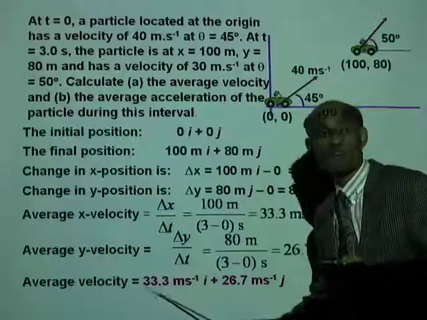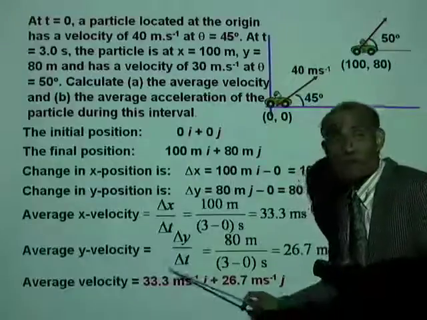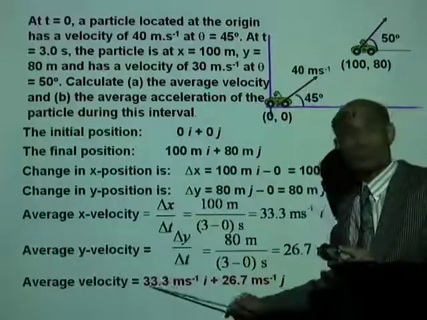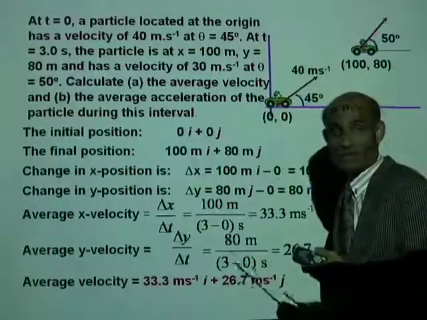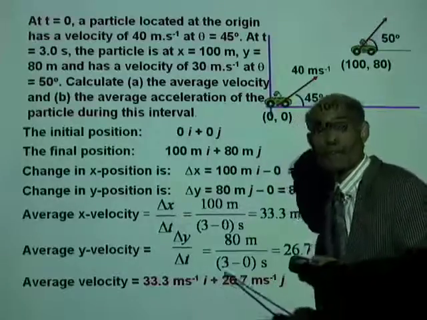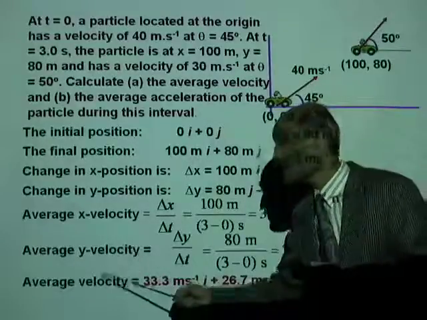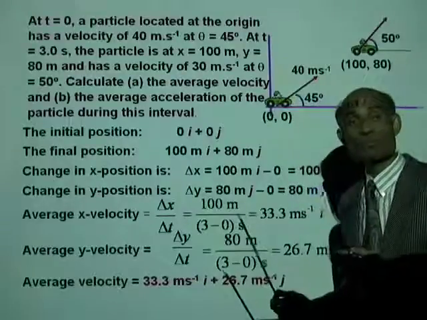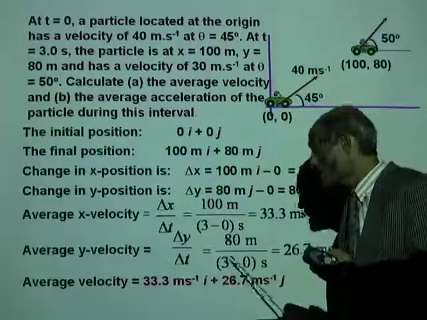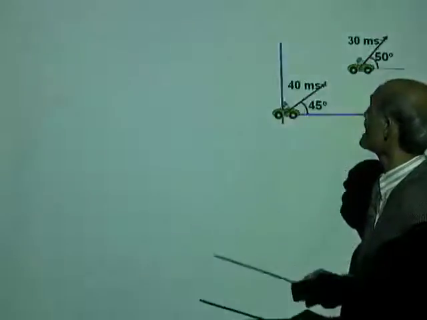The magnitude of this average velocity will be square root of x squared plus y squared. I hope you understand when I say x and y. This is the x component, this is the y component. So the magnitude of the resultant is square root of x squared plus y squared. And the angle of the resultant, or the average velocity, will be theta equal to tan inverse of what? Y divided by x. Okay, let's move on and do the second part.